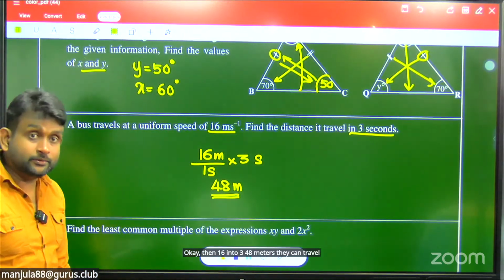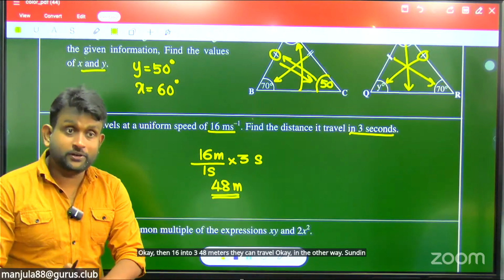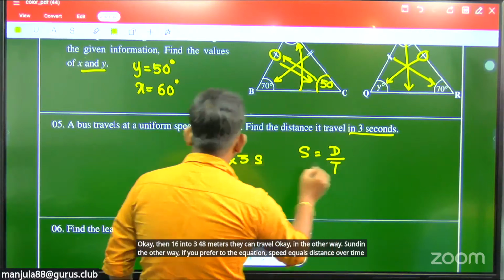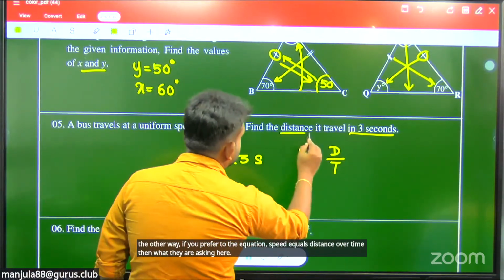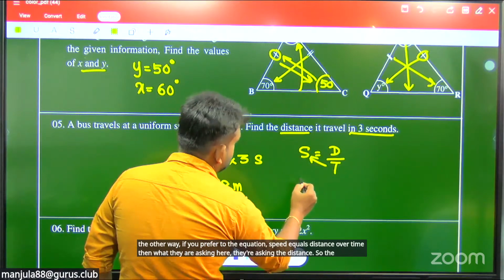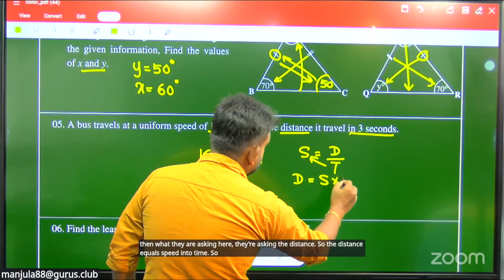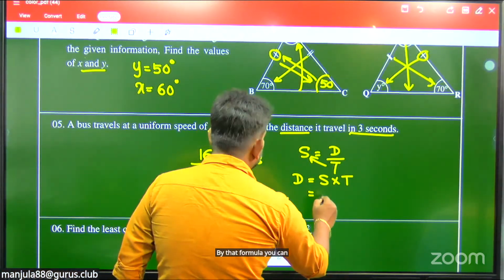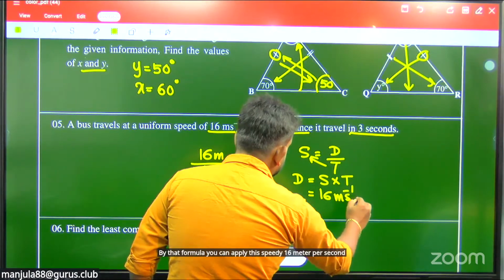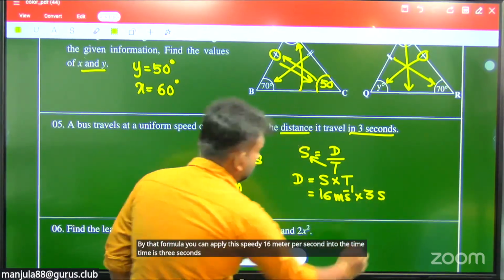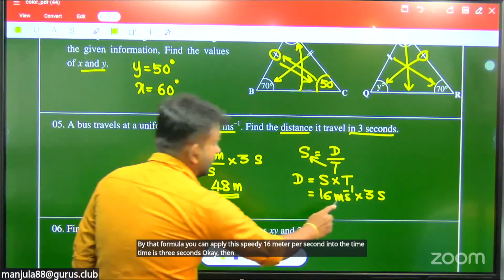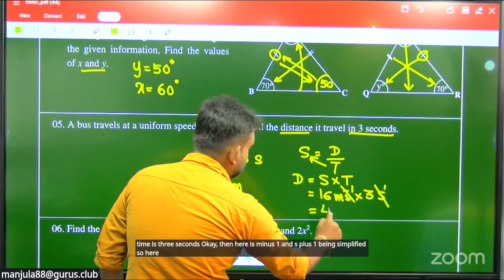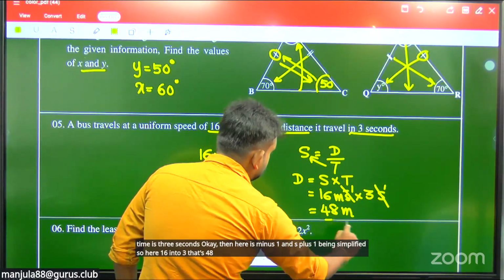Okay, in the other way. If you prefer the equation, speed equals distance over time, then what they are asking here is the distance. So distance equals speed into time. By that formula, you can apply this. Speed is 16 meters per second into the time. Time is 3 seconds. Okay. So here 16 into 3, that's 48 meters there.